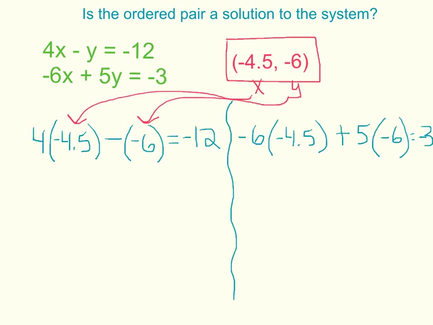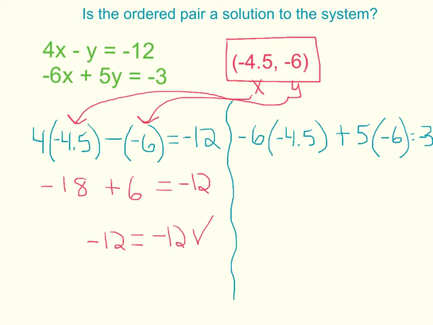Here I rewrote the two equations, but I plugged in negative 4.5 for x and negative 6 for y, and now we can simplify. 4 times negative 4.5 is negative 18, and then minus negative 6 is going to be plus 6. Does that equal negative 12? Yes, it does. So negative 12 equals negative 12. So it works for the first equation, but it has to work for both for it to be a solution.